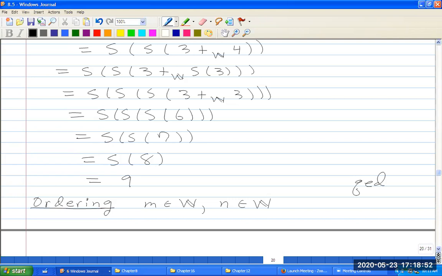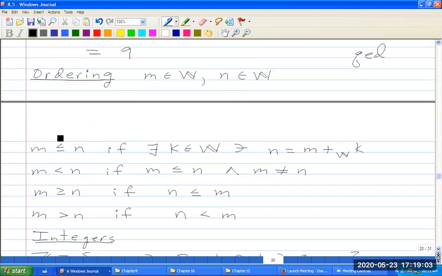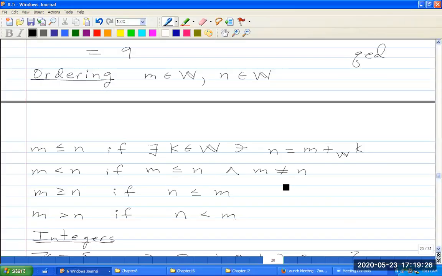Okay, so ordering. Let m be a whole number and n be a whole number. Then we say m is less than or equal to n if there exists some whole number k such that n is equal to m plus k. We say that m is less than n if m is less than or equal to n and m is not equal to n. We say that m is greater than or equal to n if n is less than or equal to m. So that gives you the ordering on the whole numbers.